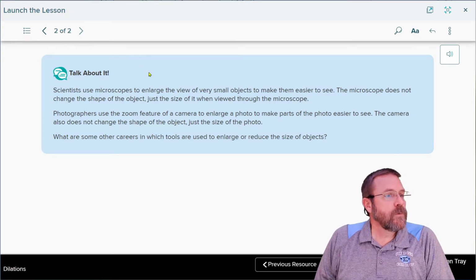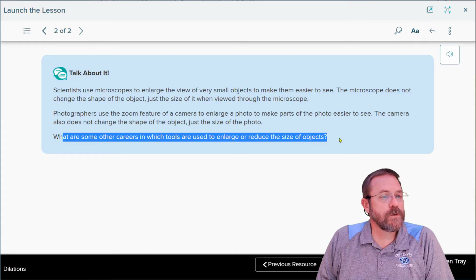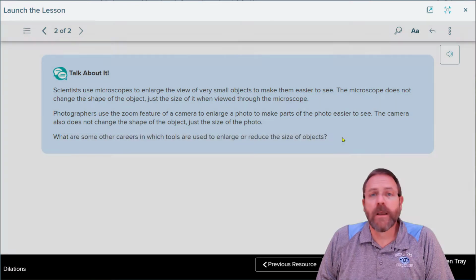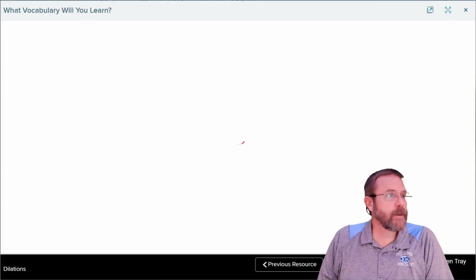Scientists use microscopes to enlarge views. Yep. Photographers use zoom. Yep. What are some of the careers in which tools are used to enlarge or reduce objects in size? All kinds of stuff out there, guys. Let's move on to the actual lesson today.